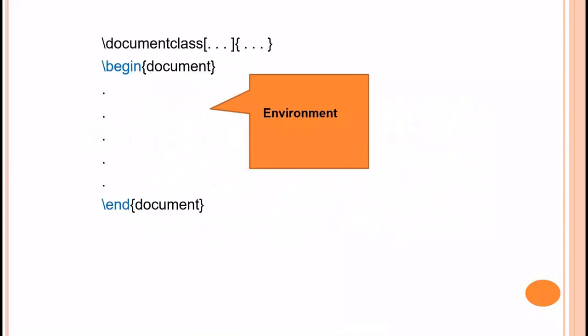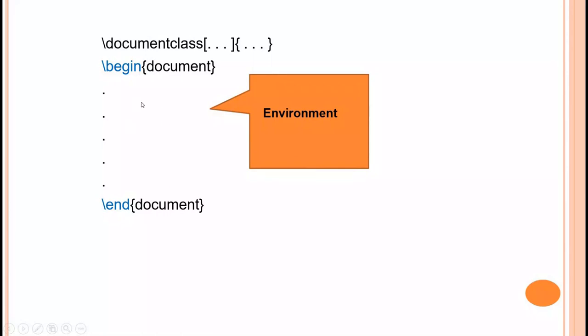Now let me show you the basic layout of a LaTeX file. So here is the basic layout of your LaTeX file. In this, at the start, we have a document class. These three things are the main, essential part of the document which we are going to make with the help of LaTeX. First is the document class, then begin document and end document.